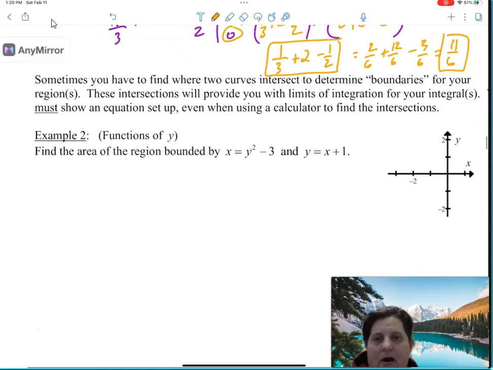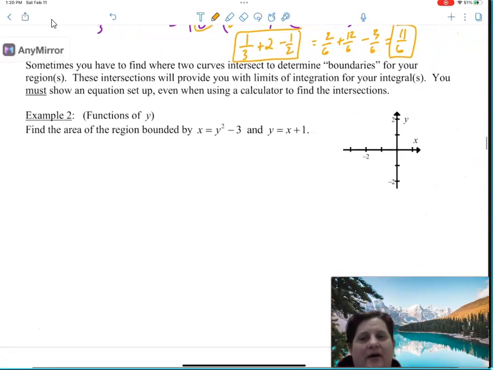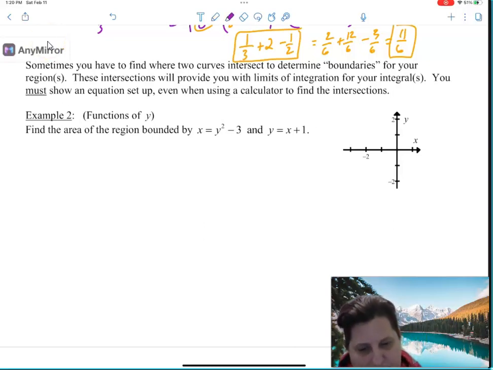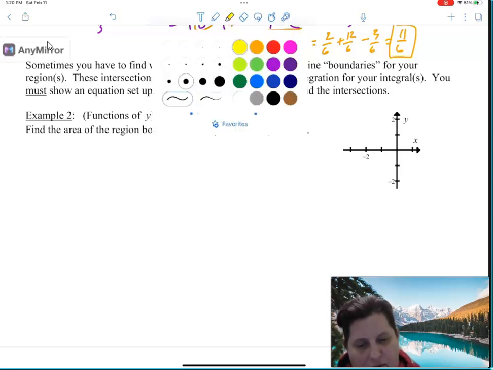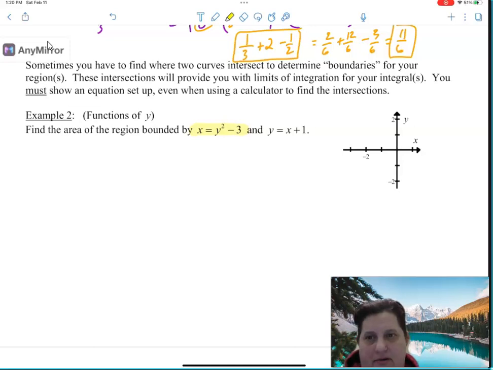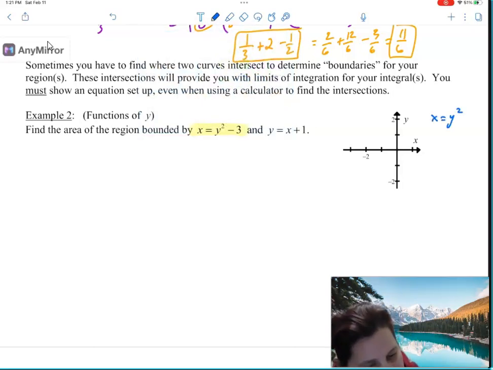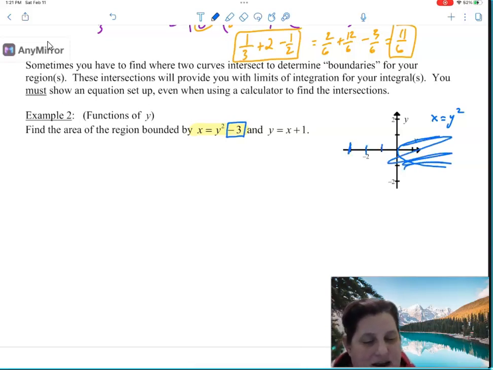All right, now sometimes it won't tell you what the boundaries are. You have to actually figure it out for when you do your integral. And this is when it's really good to know what graphs look like. You guys know that y equals x squared is a parabola. x equals y squared is a parabola on its side. So my standard x equals y squared is that parabola right there. But then I'm going minus 3, so it's going to move it to negative 3 on this axis.